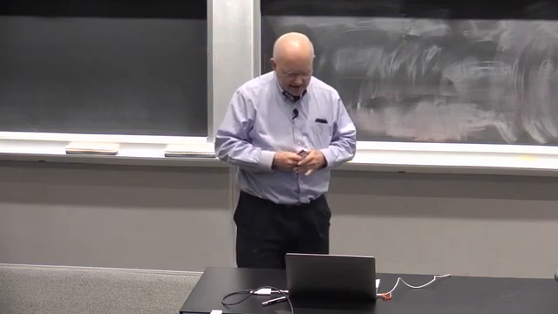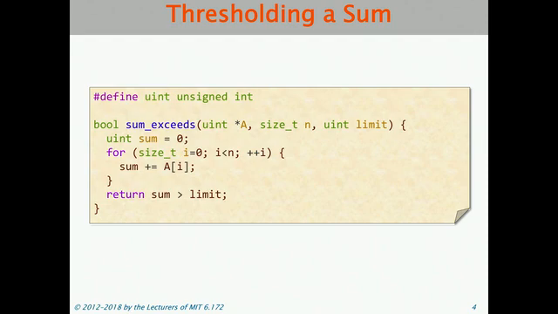So let's just take a look at a very simple example of speculative parallelism, which is thresholding a sum. So here we have a little program that is returning a Boolean. It takes as input an array A of length n and a limit, and these are all unsigned integers, say. I start out the sum at 0, and what I'm going to do is add up all the elements of the array, and if it exceeds the limit, then I'm going to return.